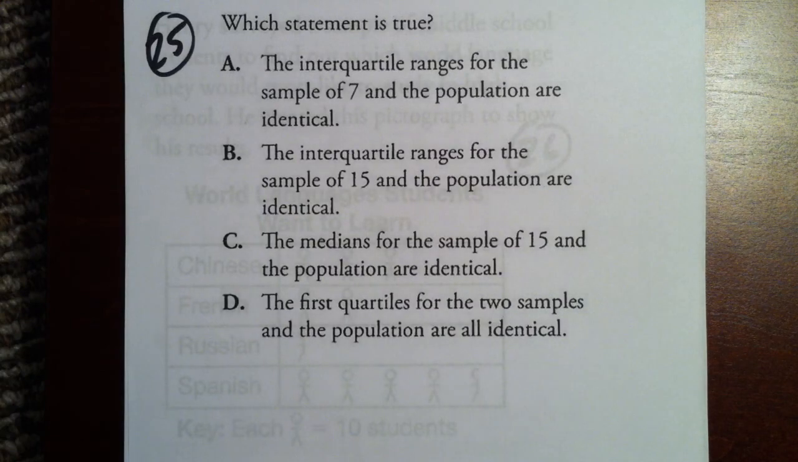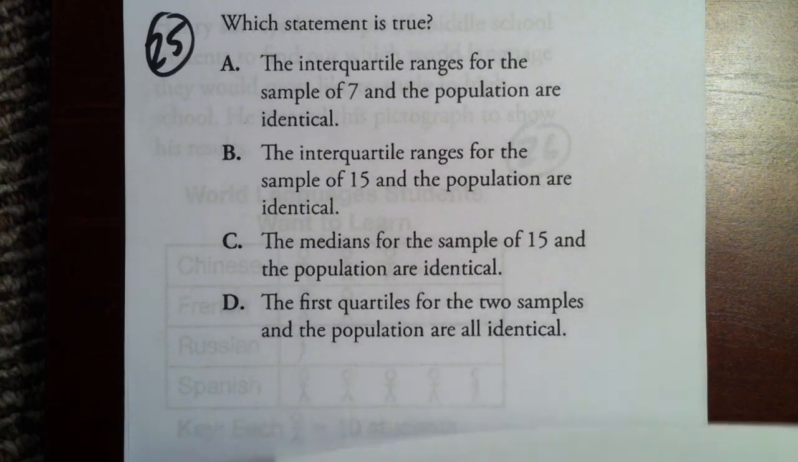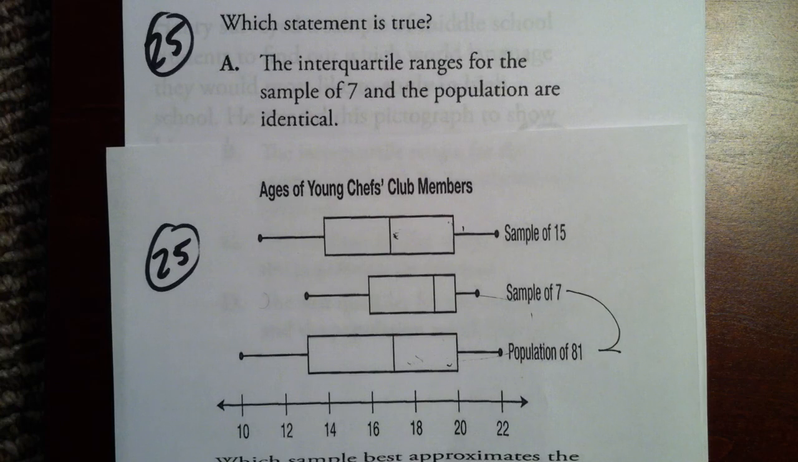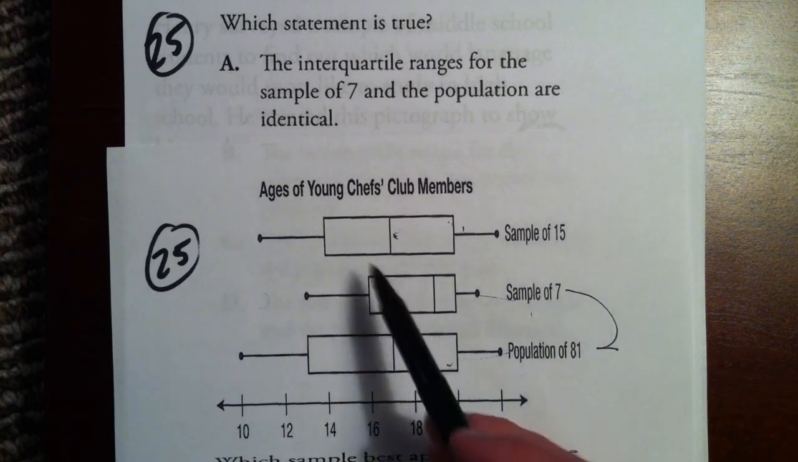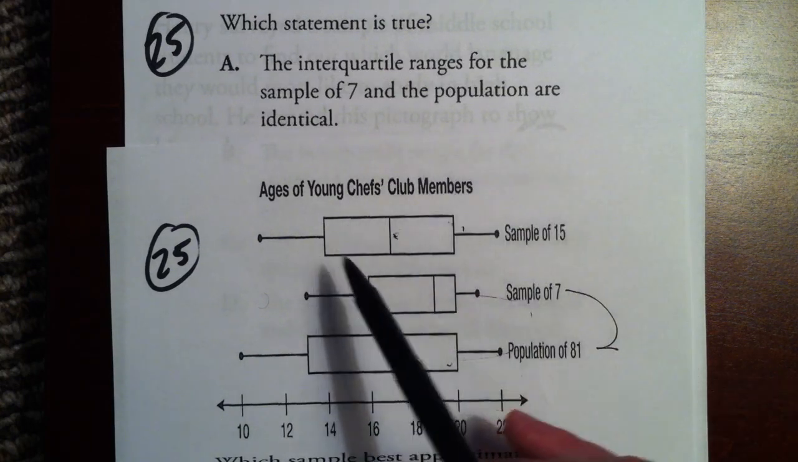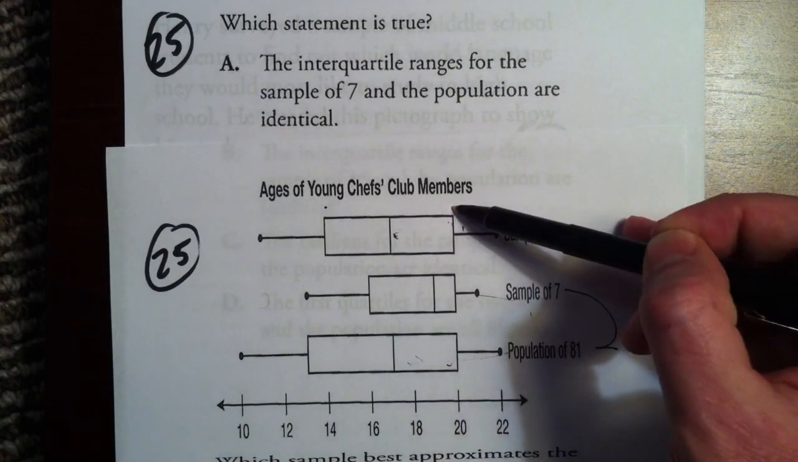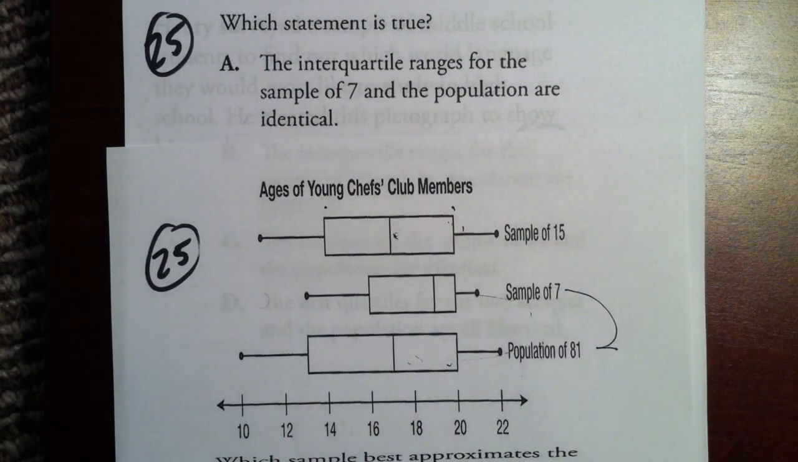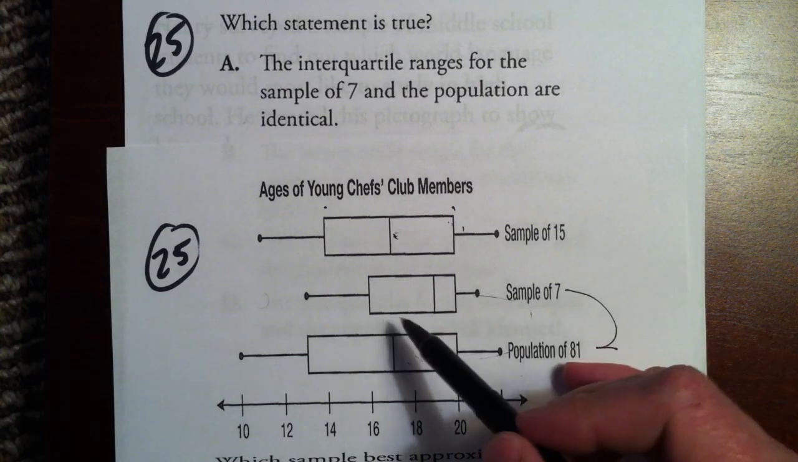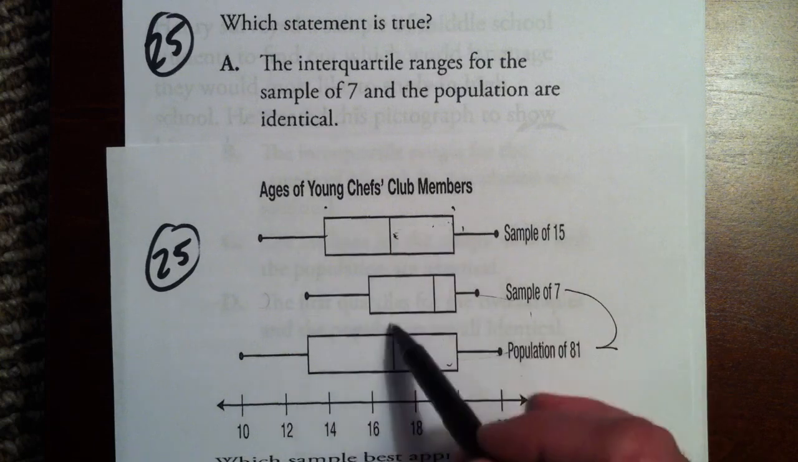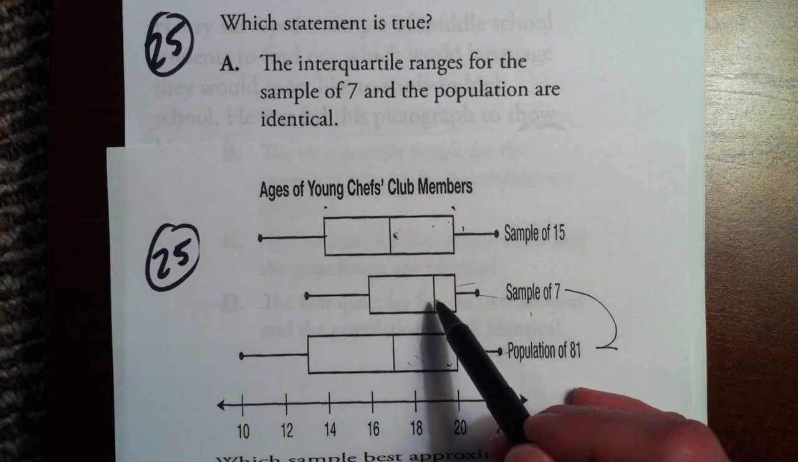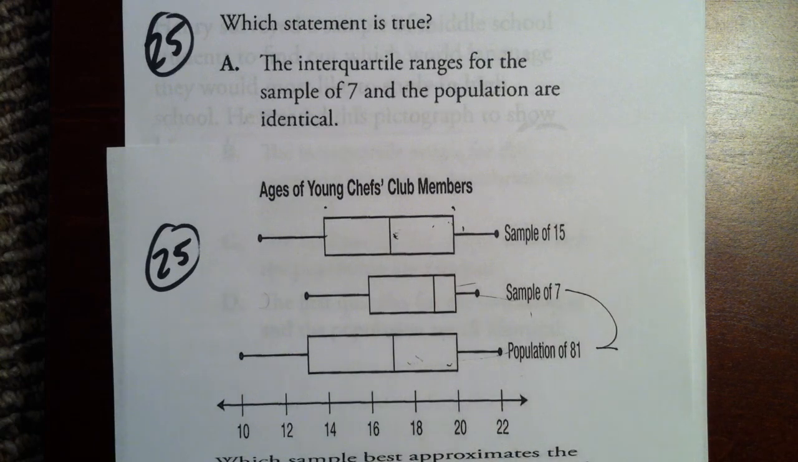Which statement is true? Let's take a look at these one at a time. The interquartile ranges for the sample of 7 and the population are identical. Well, the interquartile range is just the difference between here and here. These two lines are the difference between the lower quartile and the upper quartile. Well, obviously these two are not the same. So choice A is not right.